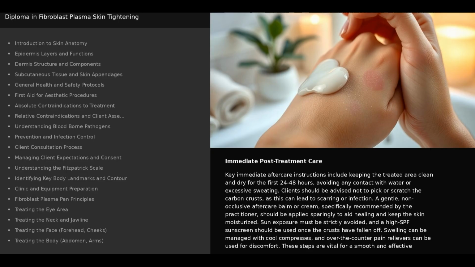A gentle, non-occlusive aftercare balm or cream, specifically recommended by the practitioner, should be applied sparingly to aid healing and keep the skin moisturized. Sun exposure must be strictly avoided, and a high SPF sunscreen should be used once the crusts have fallen off. Swelling can be managed with cool compresses, and over-the-counter pain relievers can be used for discomfort. These steps are vital for a smooth and effective recovery, setting the stage for long-term results.